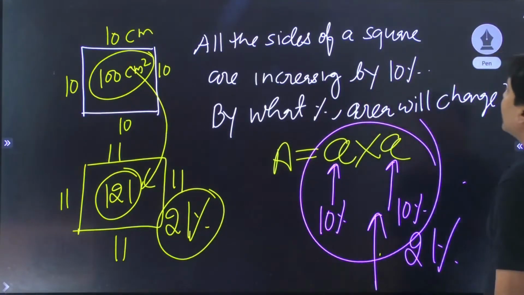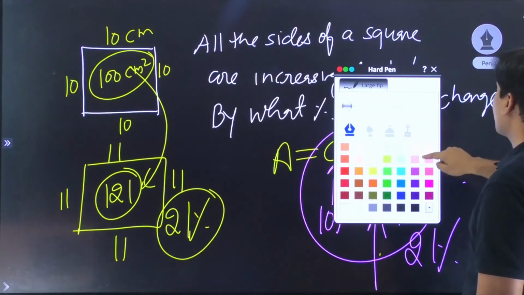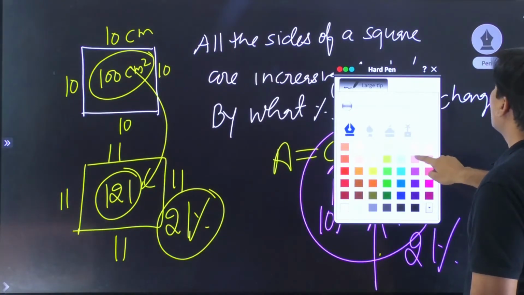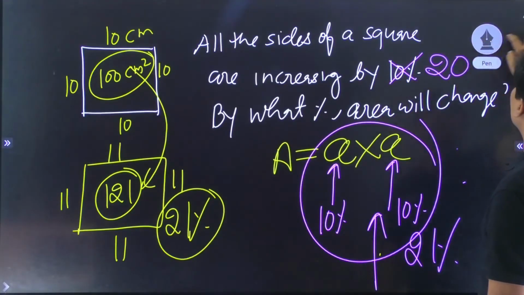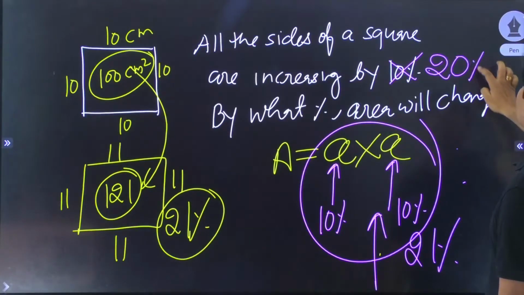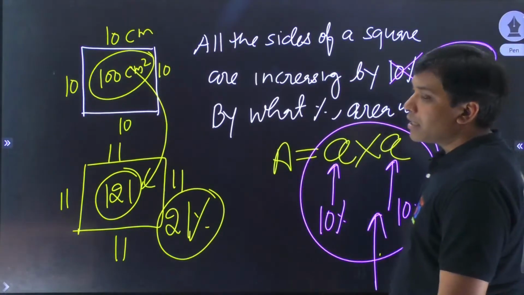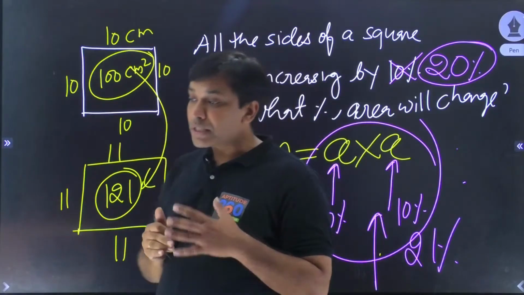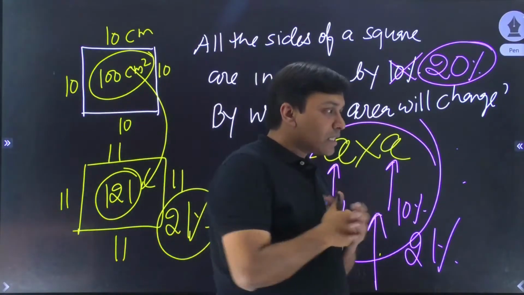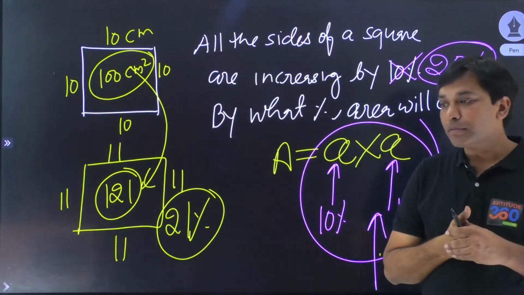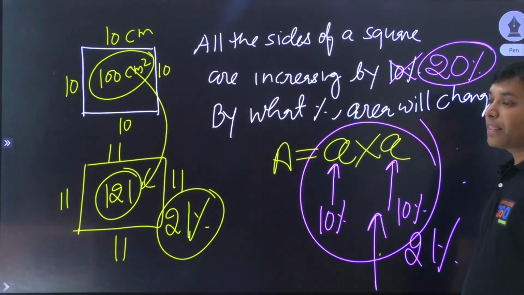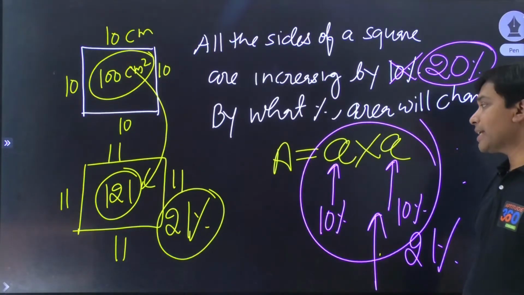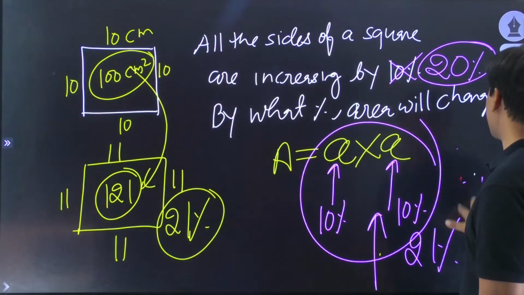और अगर आपको ये समझ में आई तो अब आप मेरे को ये बता दो. Not by 10, the sides are increasing by 20%. By what percent will the area increase? Tell me. By what percent is the area going to increase? Tell me, people. What is the answer? Debashish, calculation mistake. Rohan is getting the right answer.